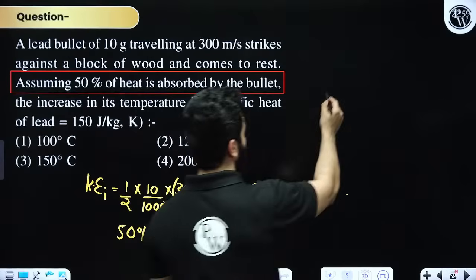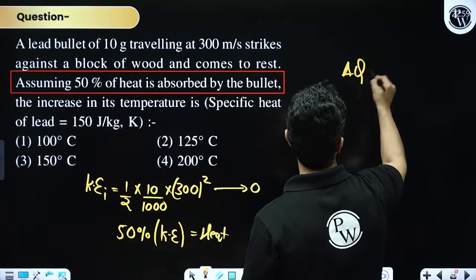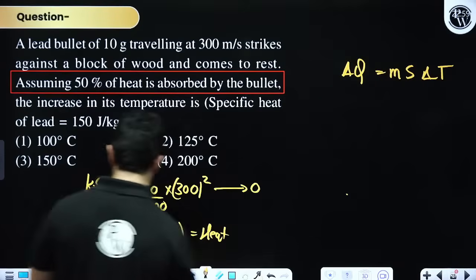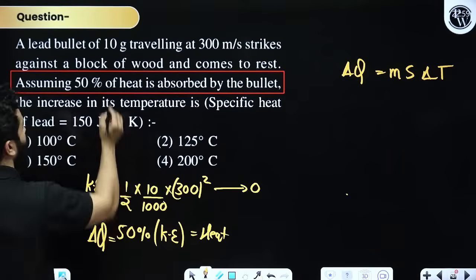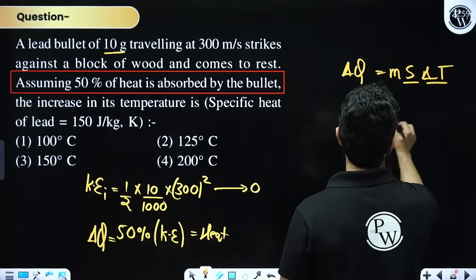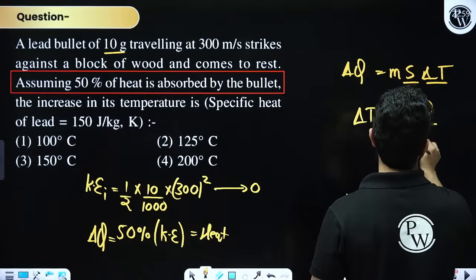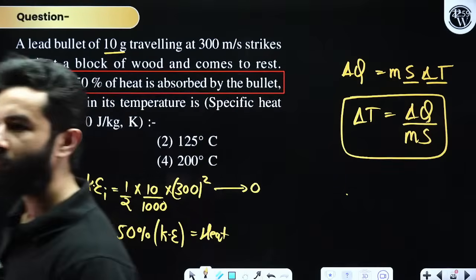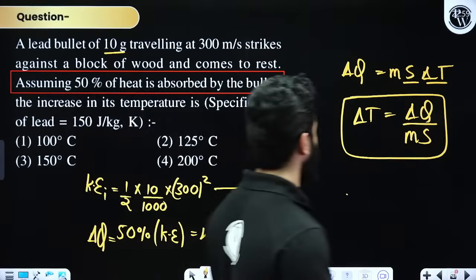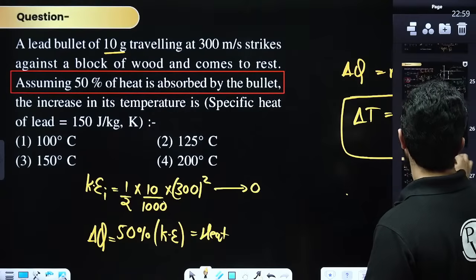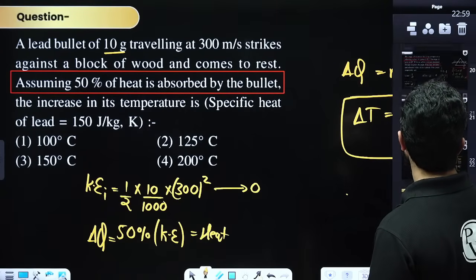So for the increase in temperature, this heat, delta Q, will be equal to m s delta T. So this is delta Q. Mass is given, specific heat capacity is given. You can find delta T from here: delta T will be equal to delta Q divided by m into s. Clear, right? Done. All right. Now the remaining questions are going to be for you. Solve them.